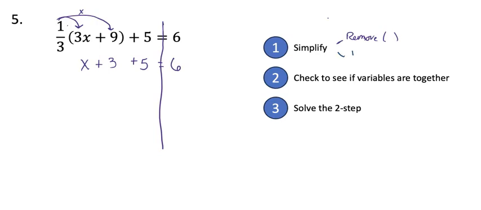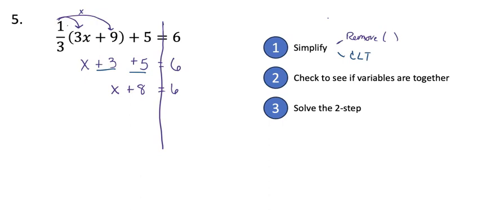Now I need to combine like terms. And when I look over here, I notice I have a 5 and a 3 that are sitting next to each other. I want to put those two together. So let's rewrite this. I have x, well, 3 and 5 make 8, so x plus 8 equals 6. I check to make sure my variables are all together, and that's working out for me because I just have this one x, so I'm not worried about that. So it must mean I'm ready to solve.